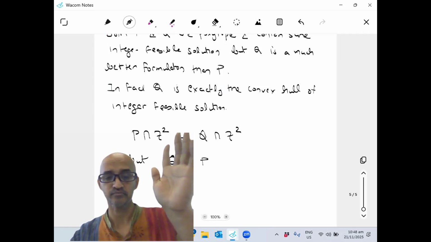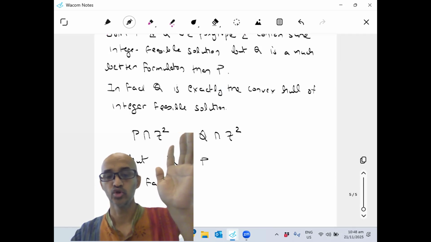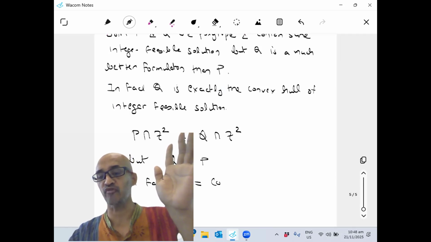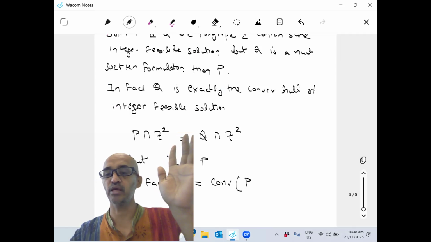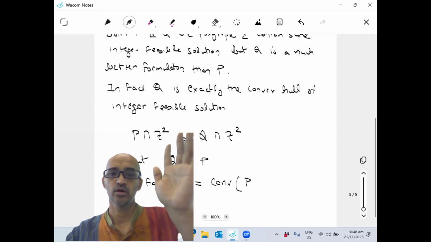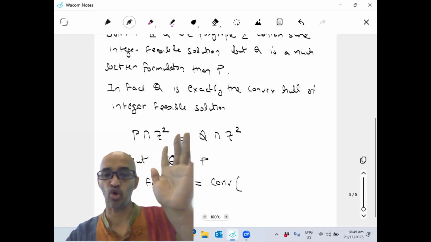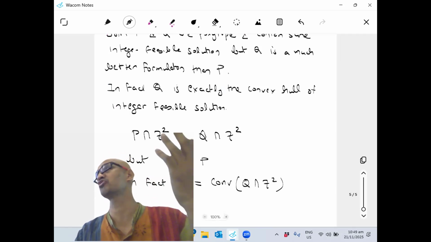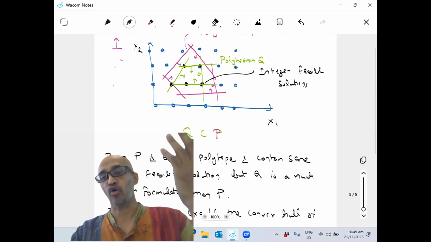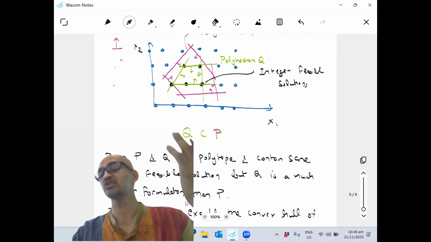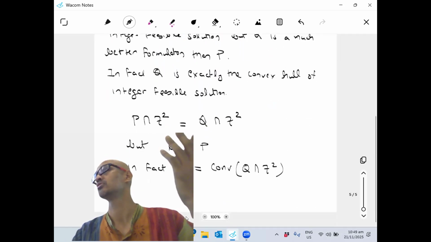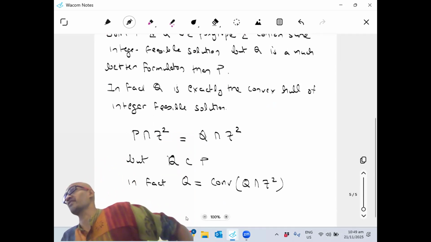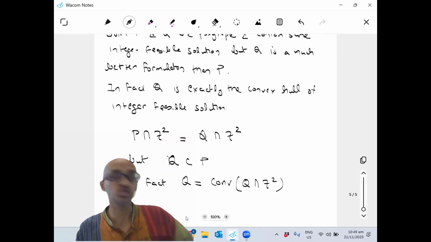In fact, Q is precisely the convex hull of P intersected with Z^2, or Q intersected with Z^2, because the convex hull of this set is precisely these inequalities. So if I can write the convex hull efficiently, I am in good shape.